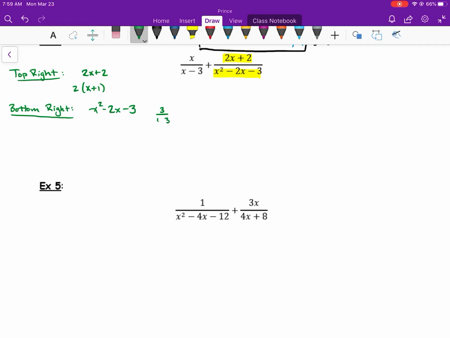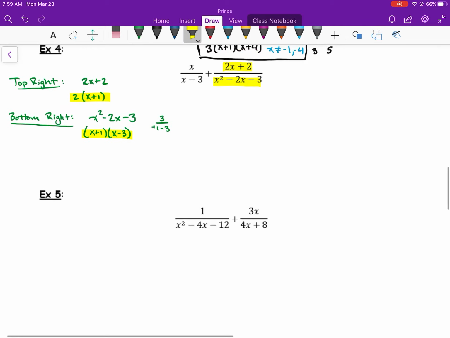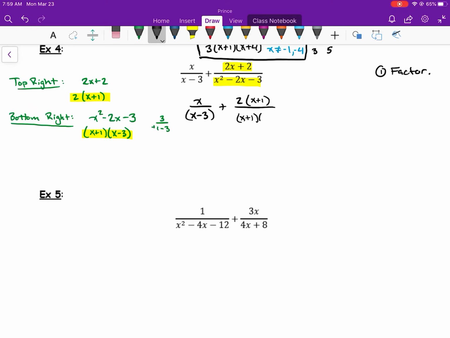First times last gives me 3, so 1 and 3. The only way it can work is a -3 and a +1. So x plus 1, x minus 3. Okay, factored. Step 1 is now complete: factor. Alright, and we'll rewrite, so x over x minus 3 plus 2 times x plus 1 divided by x plus 1 times x minus 3.